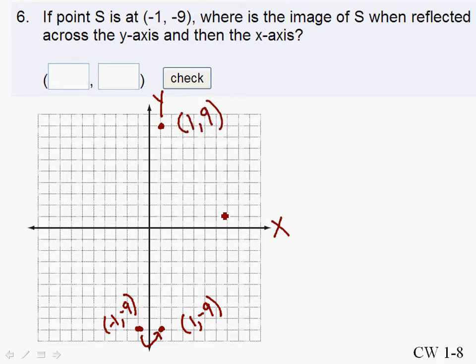Notice when we reflect across the x-axis, the x value stays the same. The y value goes from negative to positive. So our final answer is 1, 9. Take a moment to try your number 6.